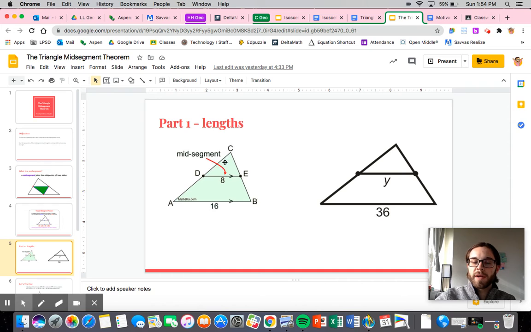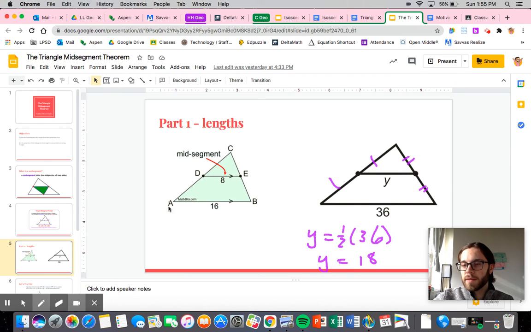So let's look a little bit over here. Part one, let's solve for the lengths. If we know this was 8, therefore this is 16, because this is half of the one that's not used. So this one, y and 36, well, we know that y is half of 36. So y equals 1/2 of 36, which means y is equal to 18. Now, normally they should have told you that these are midsegments, but for the purposes of the fact that we are talking about midsegments, we know it's a midsegment.